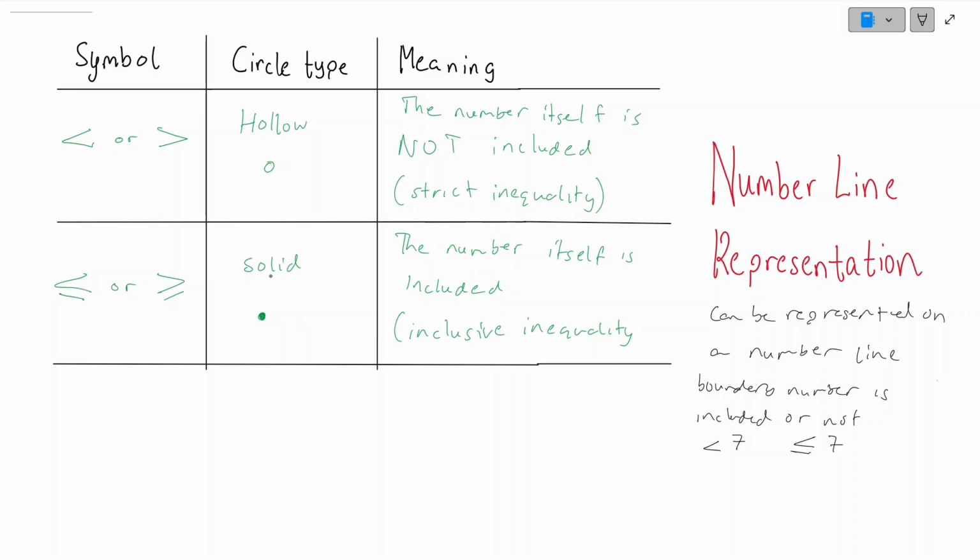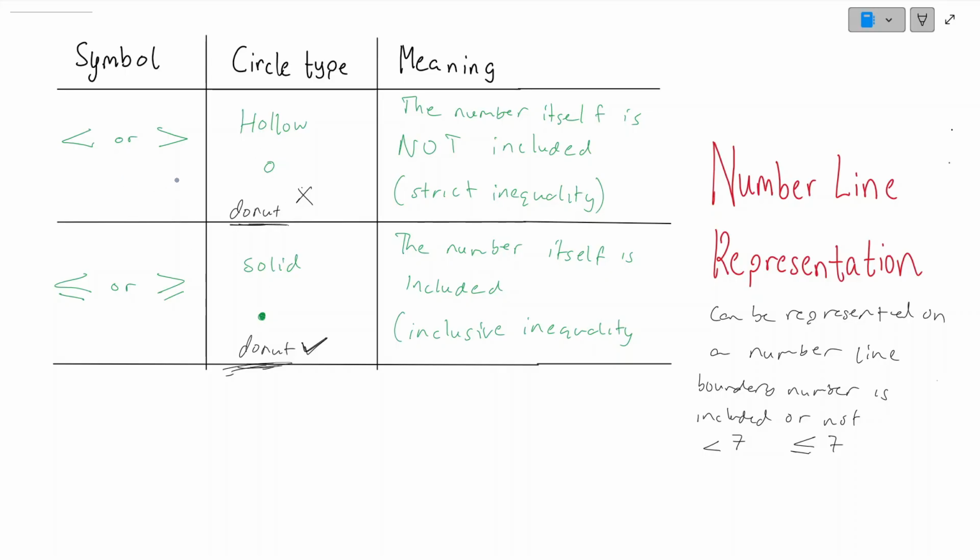The way I like to think about it is in form of a donut, right? That hole in the middle tells you that you have no donut at that point. While if you have a solid donut without the hole, then you have a donut at that point. Therefore, that number is included if it is solid, and the number is not included if it is hollow.